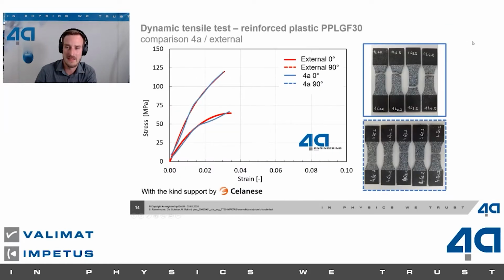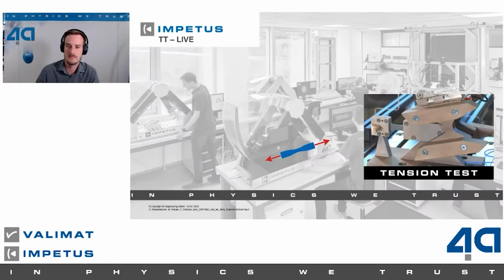And of course, we can also test some reinforced plastics. Here you can see a plastic reinforced with 30% fiber, with kind support of Celanese, where we have tested 0° and 90° test pieces and also got a good correlation on these plastics. And now we have talked enough, I think, and I will show you these steps in a live test on our pendulum.